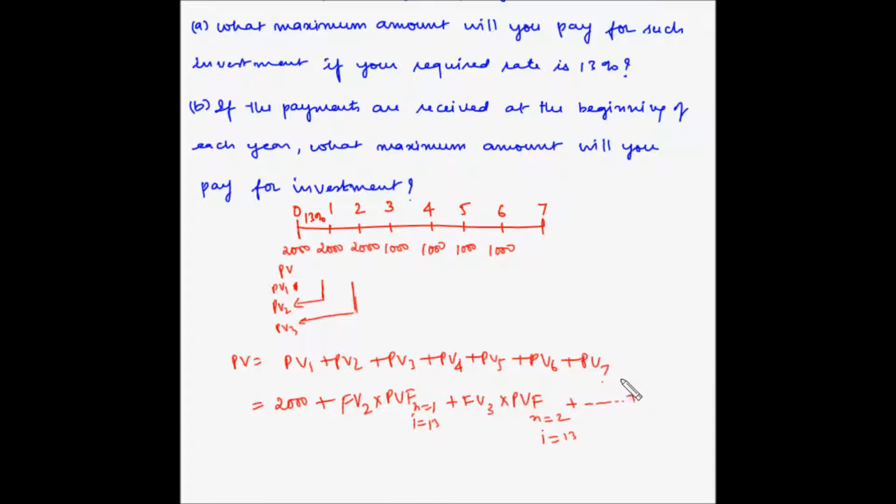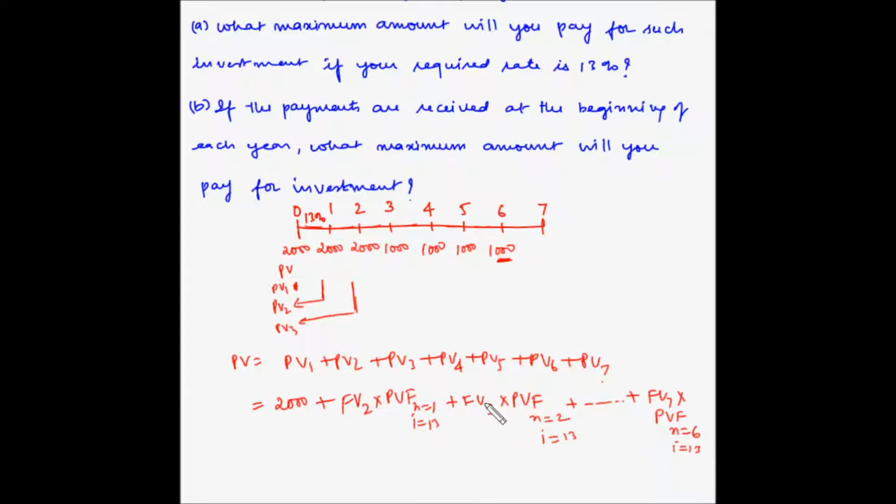And for PV7, that is this one here, this will be FV7 into PVF n is equal to 6, because this amount here is going to get 13% interest for 1, 2, 3, 4, 5 and 6 years, and I is equal to 13.